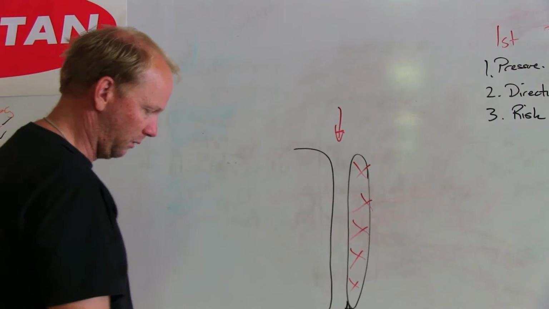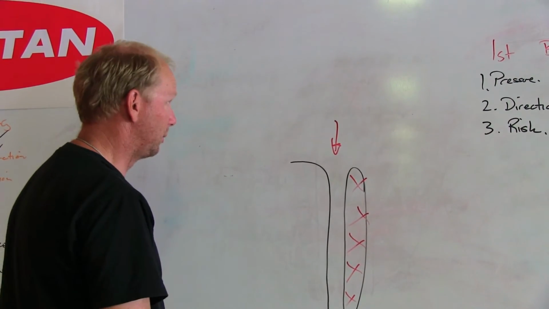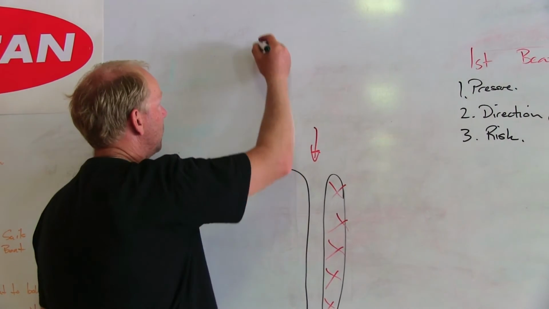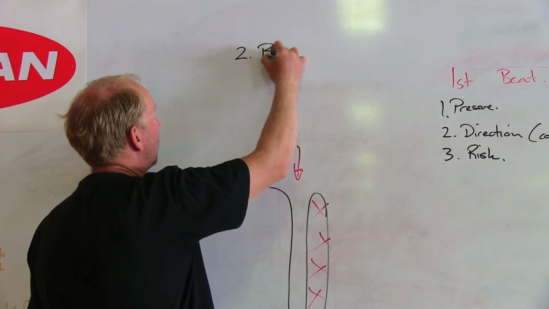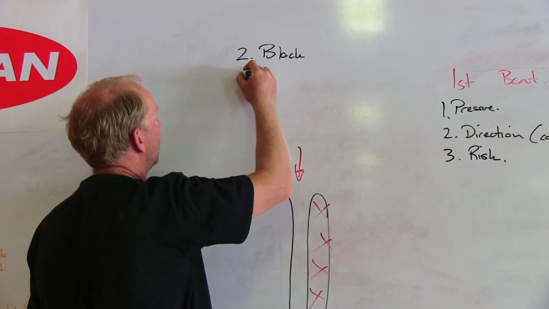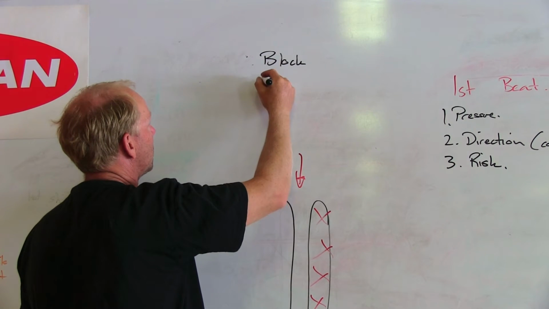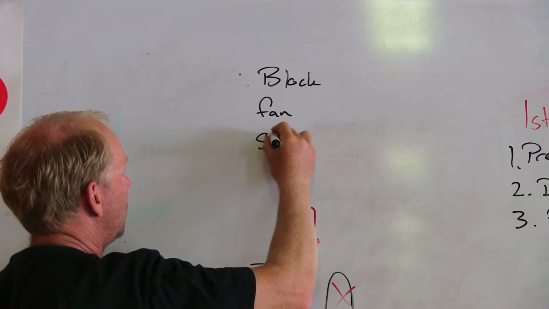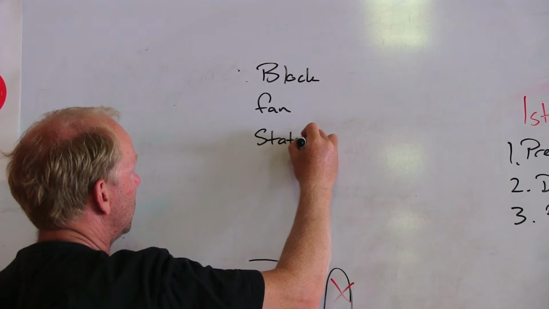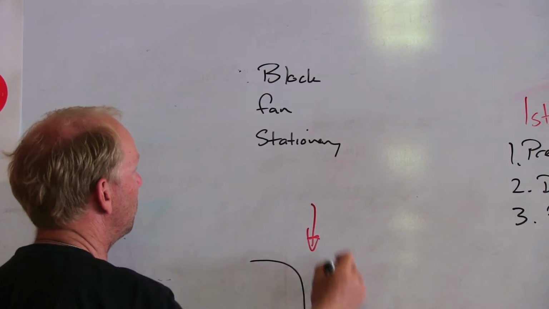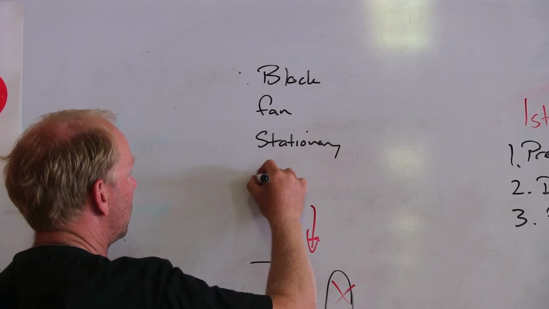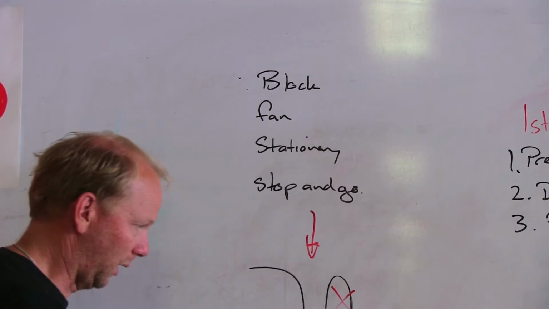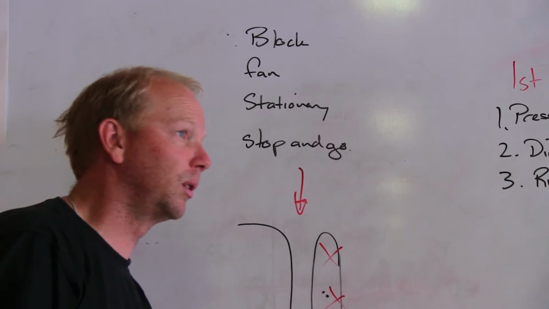So what I'm looking for is, and these are my descriptions of them, I'm looking at what does a gust look like, and I've got a few different types of gusts. I've got a block gust, I've got a fan-shaped gust, I've got a stationary gust, which is what that would be, and I've got what I call a stop and go. So I suppose we should talk about each of those, seeing we're trying to figure out what the breeze was doing.